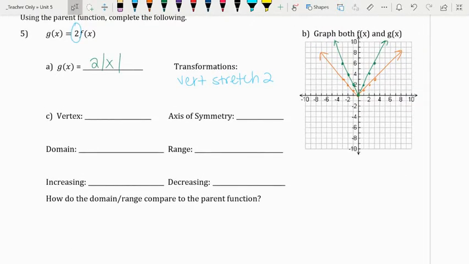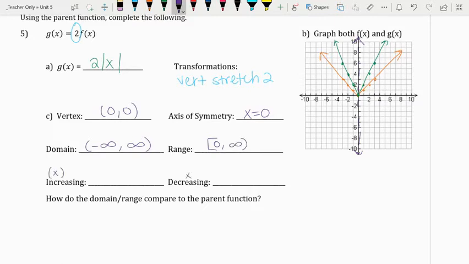So our vertex is still at 0, 0. That's where it changes from increasing and decreasing. Our axis of symmetry is x equals 0. It's that vertical line that cuts it in half, which in this case is at 0. Our domain, which is always going to be the case right now, is negative to positive infinity. All the x's are going to be accounted for. It's the y's that aren't. Our lowest y value is 0, and our highest is infinity.